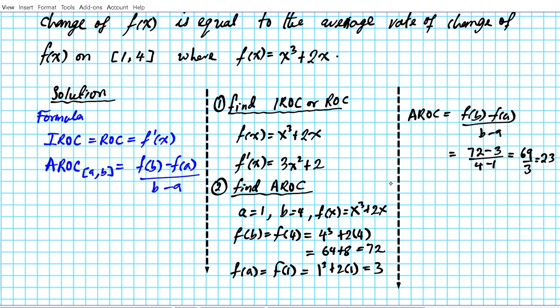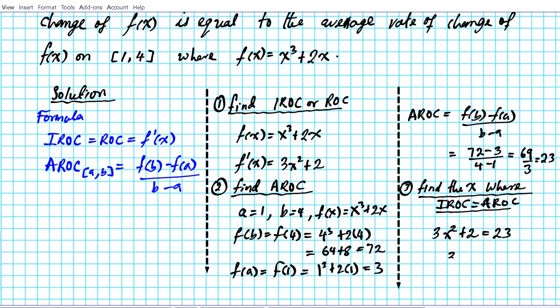Okay? All right, so now the last part is we want to find the x where they're both equal, okay? Where IROC is equal to AROC. That's what we're gonna do now. All right, so let's go ahead and set them equal to each other. So IROC is a quadratic binomial, 3x squared plus 2, and AROC is the numerical value 23. All right, so let's just solve this quadratic equation for x.